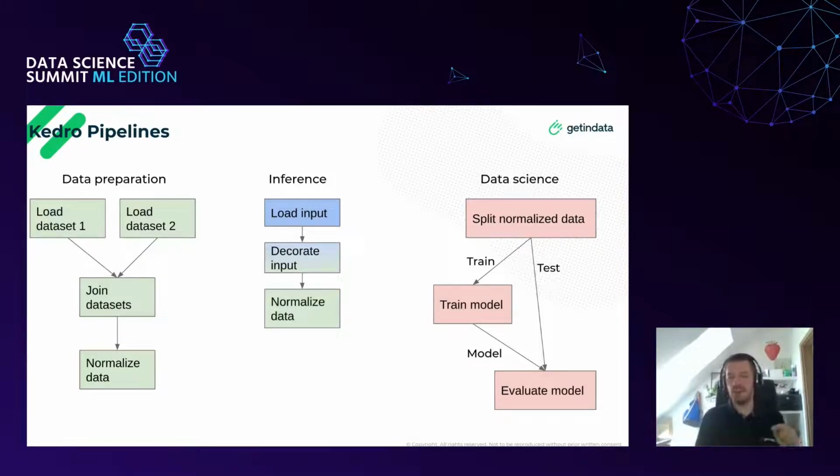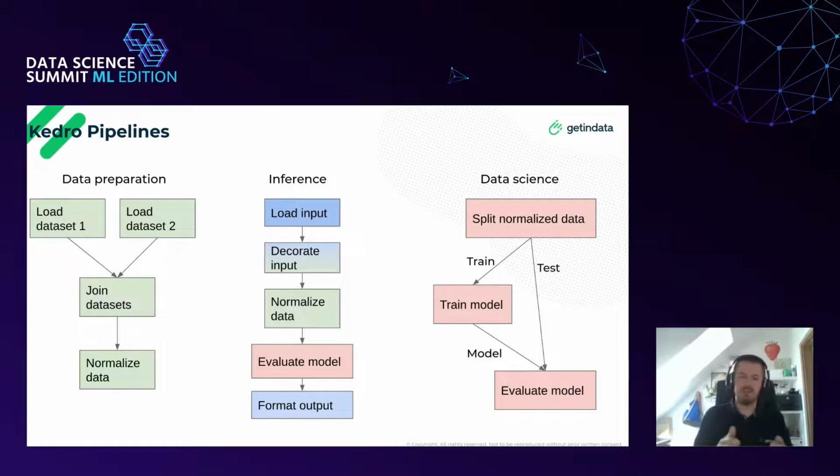Then we just call the normalized data step, which is borrowed from data preparation. This is actually just a reference: a pipeline calling a node from some other pipeline. So we have reuse. Evaluate model is also part of the data science pipeline, so we call evaluate model from there. And finally, we can format the output, so we can make sure that the output is something that the end user, the user calling our microservice, would expect, like the kind of iris, and not exactly the set of probabilities.